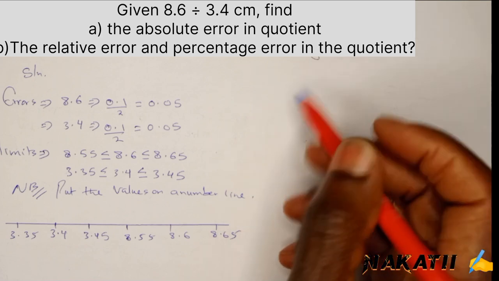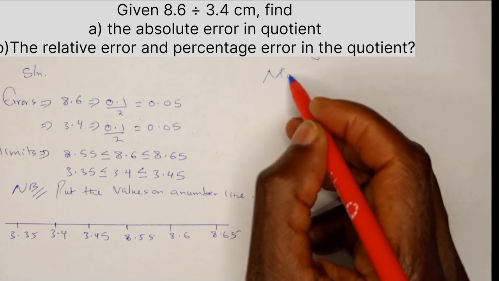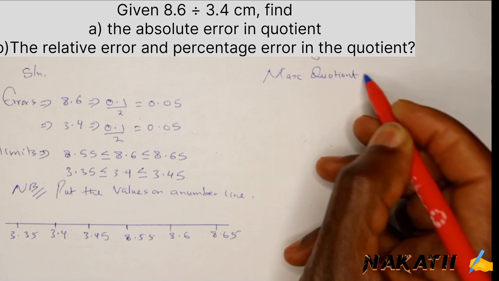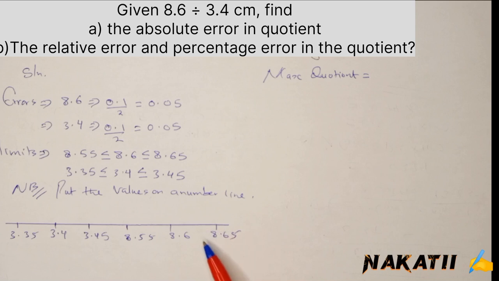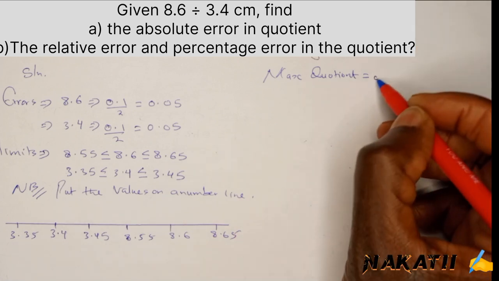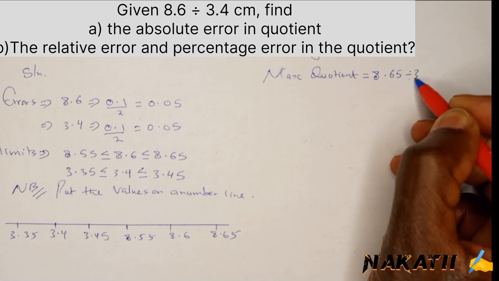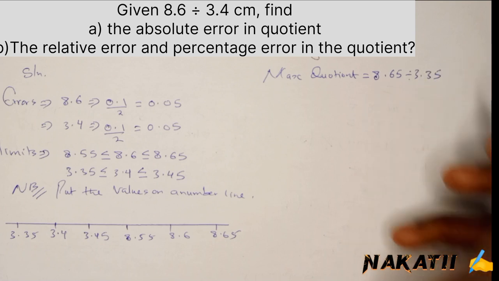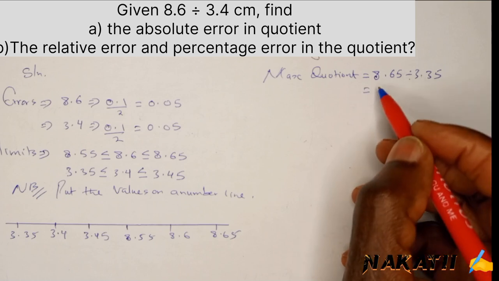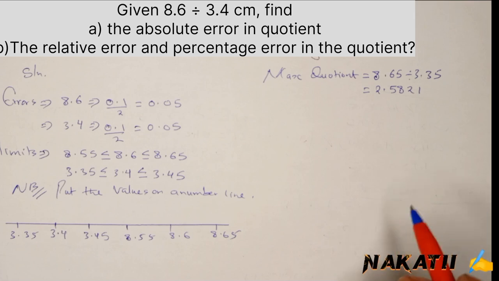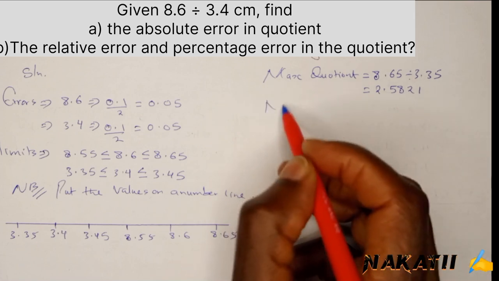So if you have that number line, we come and get the maximum quotient. You take the highest value divided by the lowest value. That will give you the maximum quotient. So that will be 8.65 divided by 3.35. So we get 2.581.